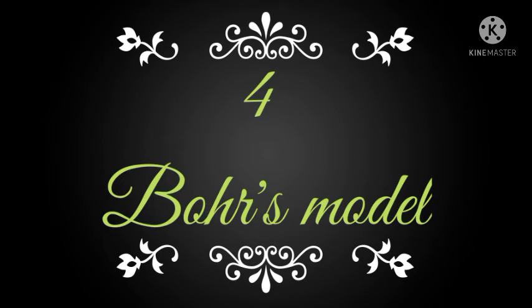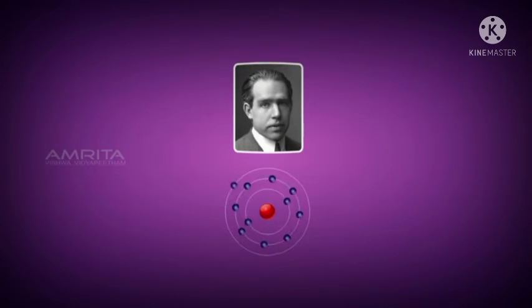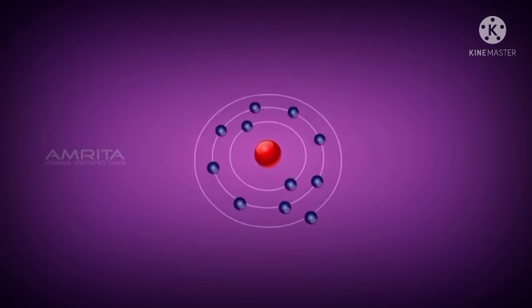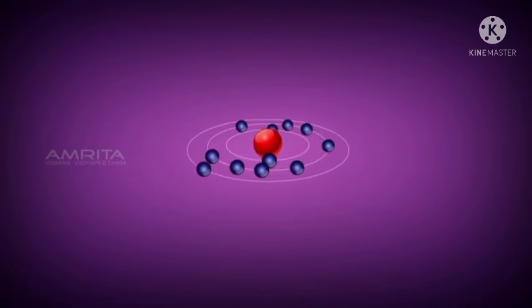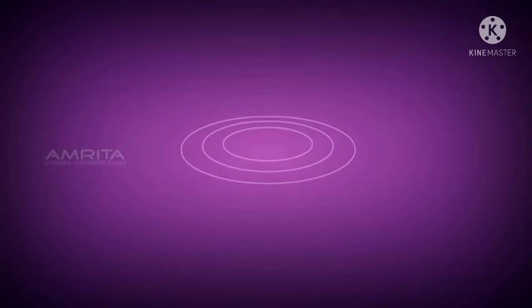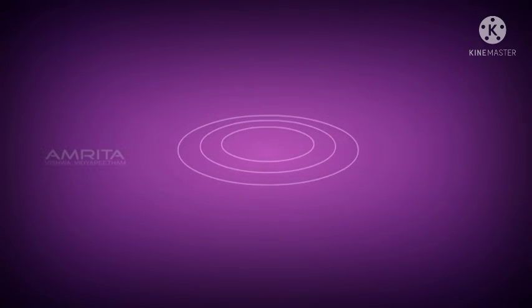The fourth model we have is Bohr's model. Niels Bohr introduced the new atomic model. What did he propose? He proposed that electrons revolve around the nucleus in circular orbits. The allowed orbits are associated with a definite fixed amount of energy. Therefore, they are called energy levels.